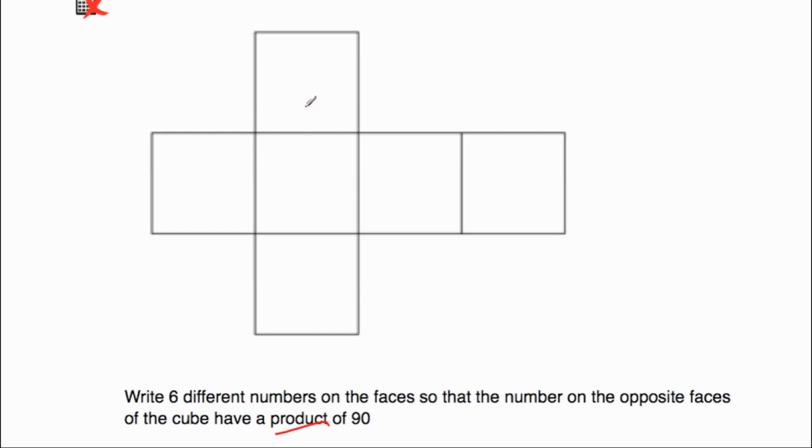So let's start off with the front and the back. So with the front, let's just say that's 90, and that then means the back would be 1, because 90 times 1 is 90. They've got a product of 90. In terms of the left-hand face and the right-hand face, well, let's say 9 and 10. 9 times 10 is 90. And then in terms of the base and the top, well, let's call that 2 and 45, because 2 times 45 is 90. So there's 6 different numbers, and the product of the opposite faces would be 90. And that's it.